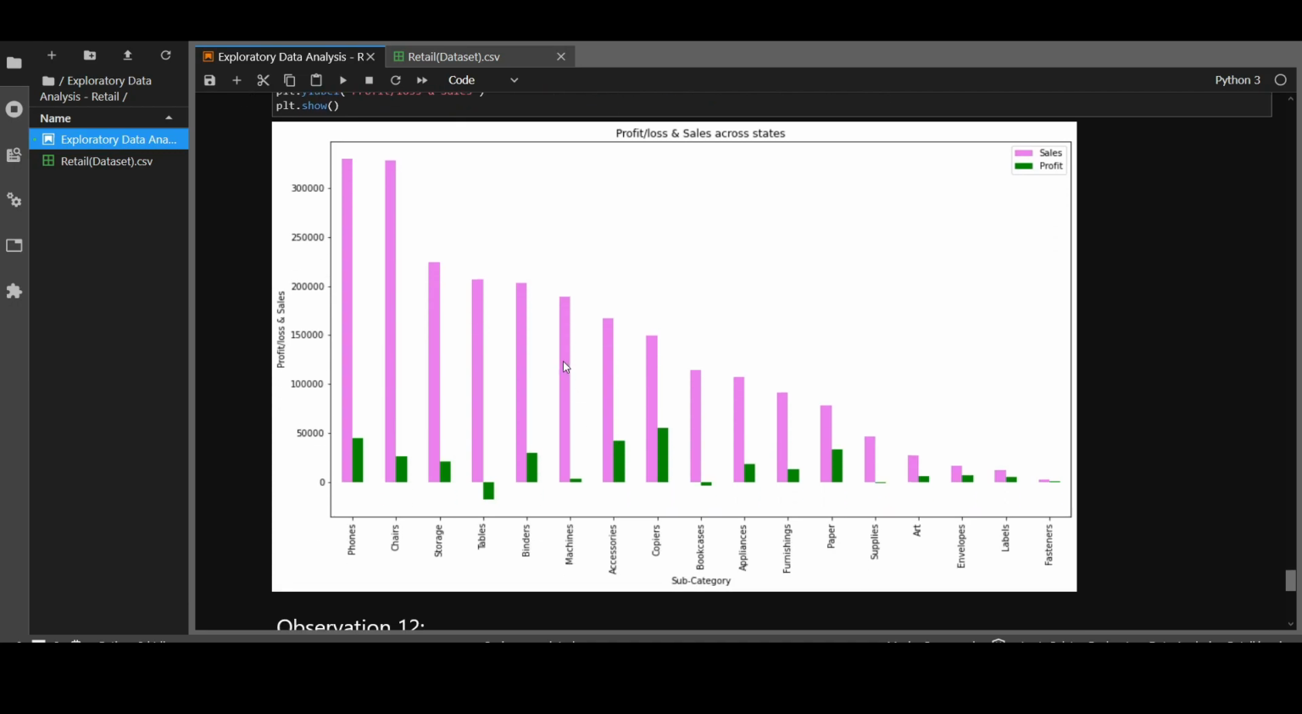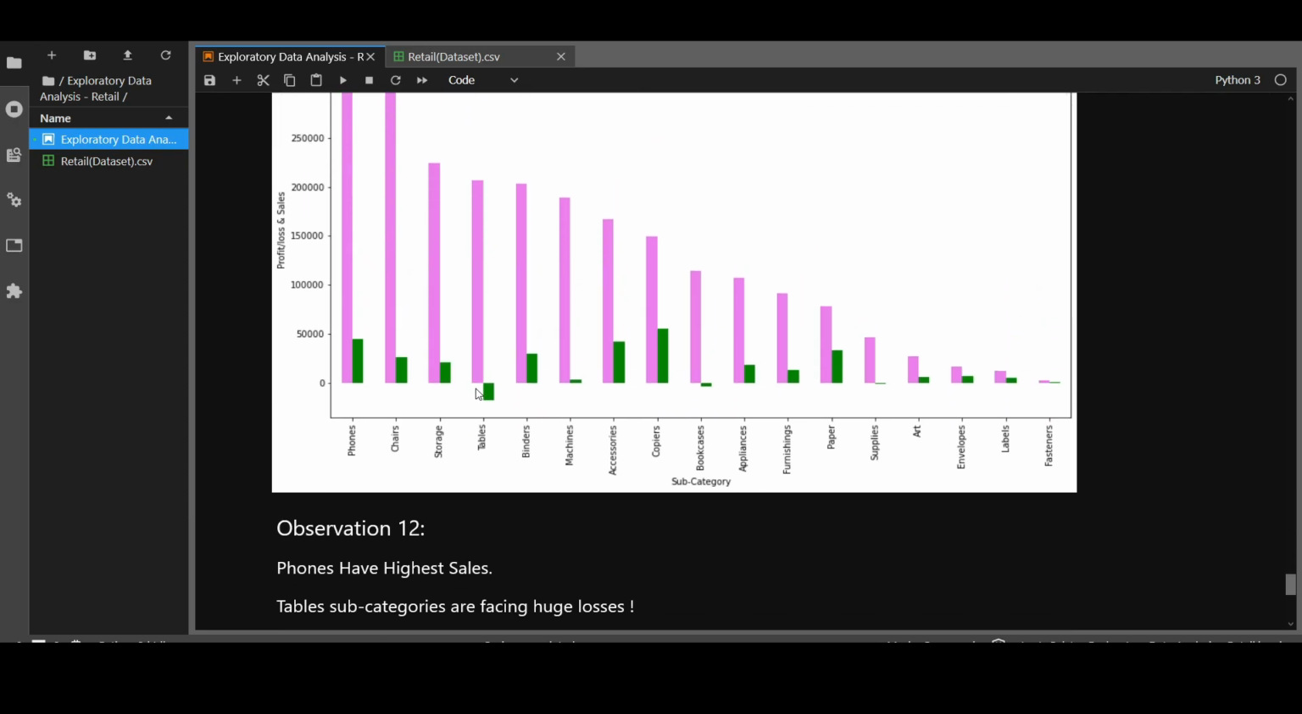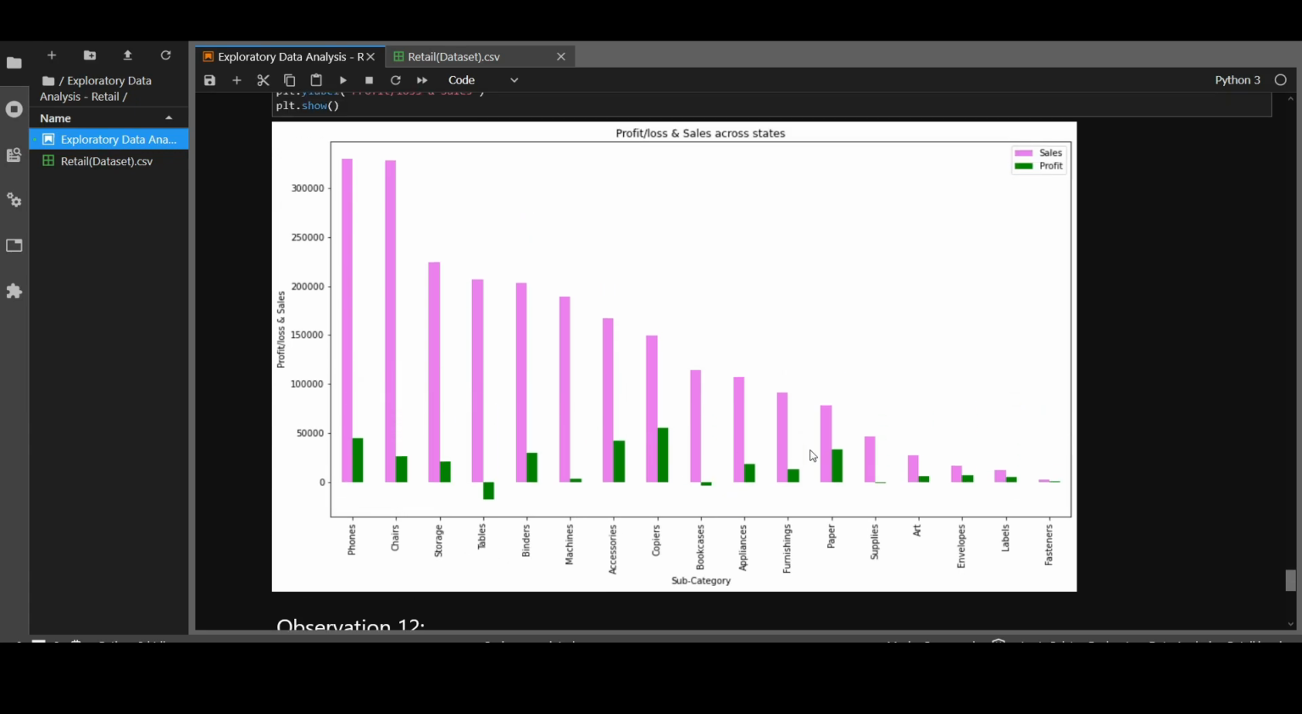Then there is this plot of subcategory against profit, loss and sales. Phones have the highest sales, and tables subcategories are facing huge losses. Phones have high sales, as you can see, and tables are below, and below means loss, so it's facing huge losses.